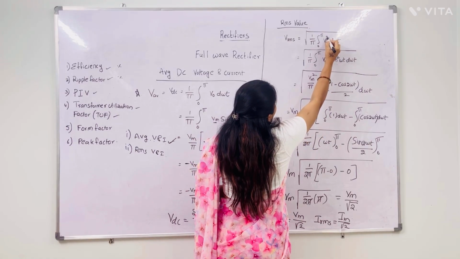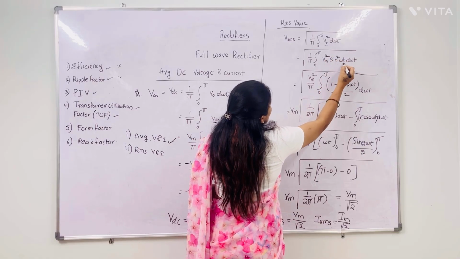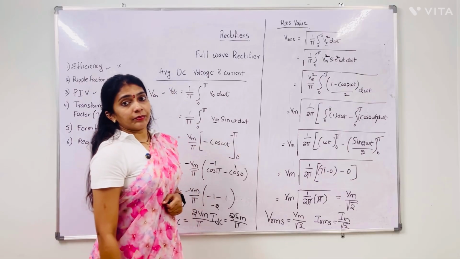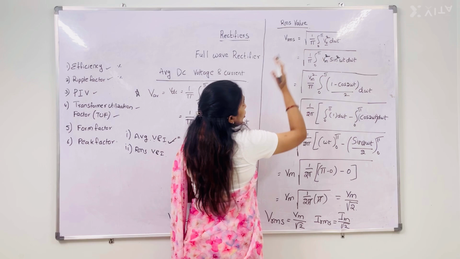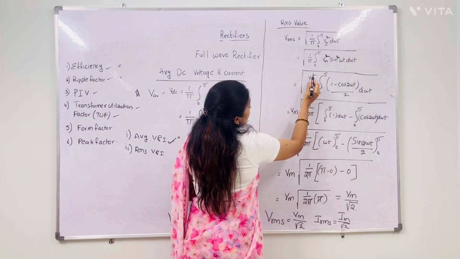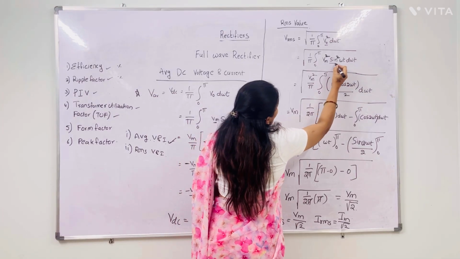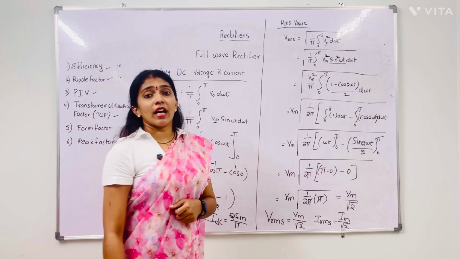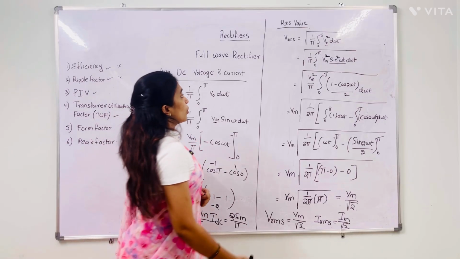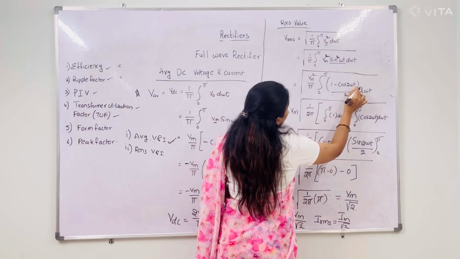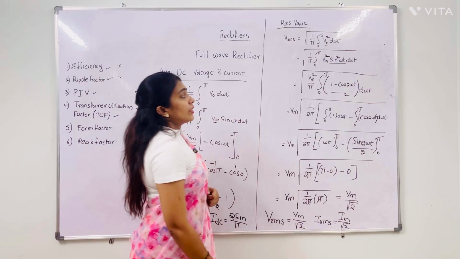Here V naught is squared, so the formula also has a square: Vm square sin square omega t d omega t. Next, I am taking this Vm square out of the integration, so Vm square by pi, and the remaining term is the integration 0 to pi of sin square omega t. The sin square omega t formula is 1 minus cos 2 omega t by 2, d omega t.